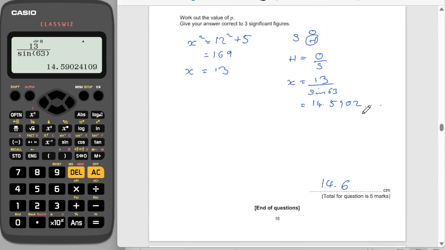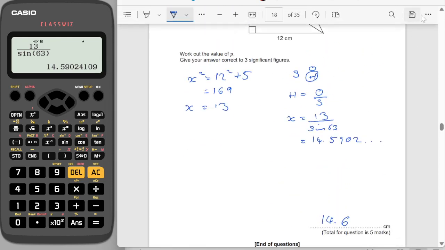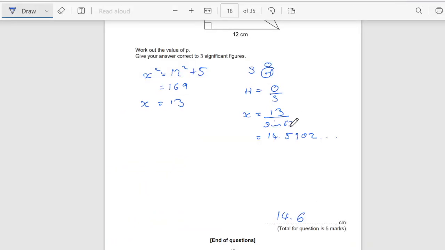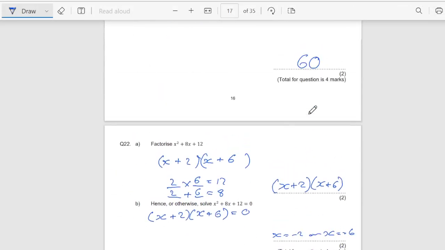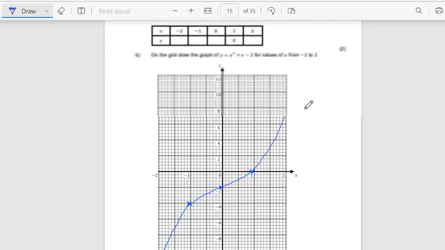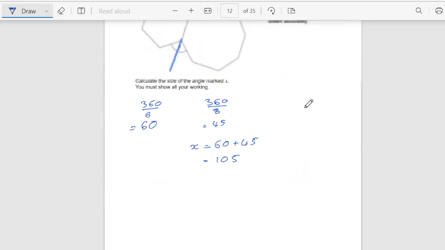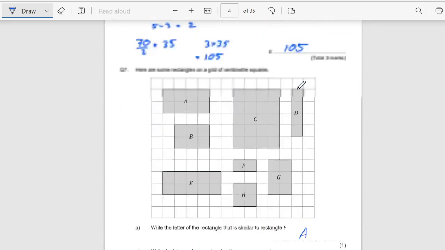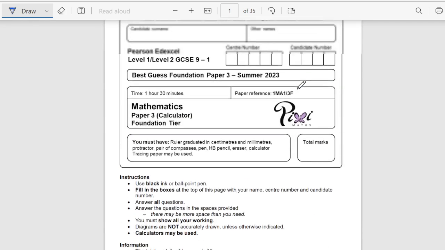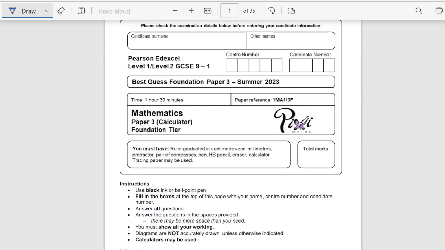And that brings us to the end of the paper. So I hope you found that useful. Really nice paper. Thank you very much to PixiMaths again. I can't credit them enough for their revision work. They've produced some fantastic papers in the build up to these exams. So feel free, please do check their website out. I'm a big fan of theirs. I use their resources all the time, particularly for my Year 11 revision lessons.